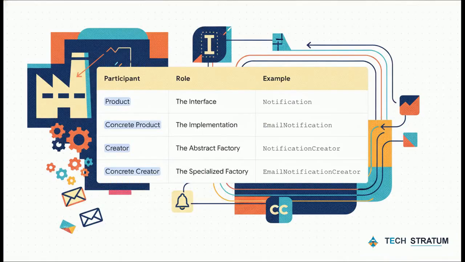So, let's just put it all together real quick. You have the product, that's the interface. The concrete product, that's the implementation. The creator, that's the abstract class with the creation slot. And the concrete creator, that's the specialized factory that fills the slot. When you see all four parts working together, you can really appreciate how flexible this system is.